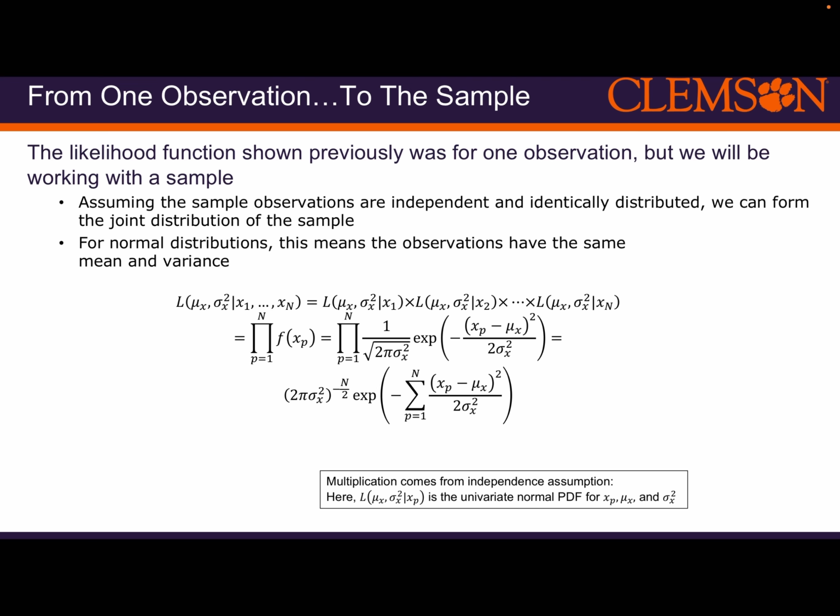Let's find out. So we're going to make the assumption that our 5-person sample are independent and identically distributed. Because if they're independent, just like we saw in mathematical statistics, their distribution functions multiply. Now, a likelihood function is a type of distribution function, essentially. So for normal distributions, this means the observations have the same mean and the same variance. They also have the same distribution PDF.